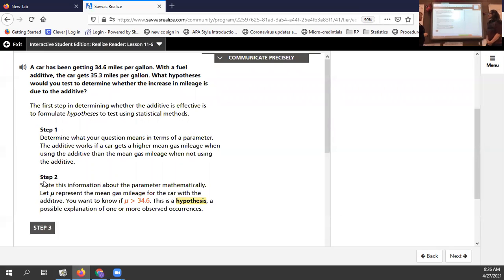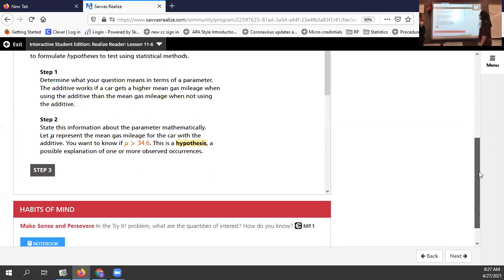State this information about the parameter mathematically. Let mu, again, that's that little u term, represent the mean gas mileage for the car with the additive. You want to know if the gas mileage is greater than 34.6. This is a hypothesis, which is a possible explanation of one or more of the occurrences.